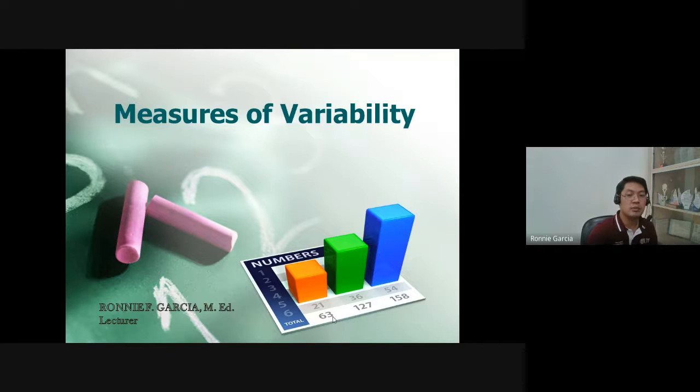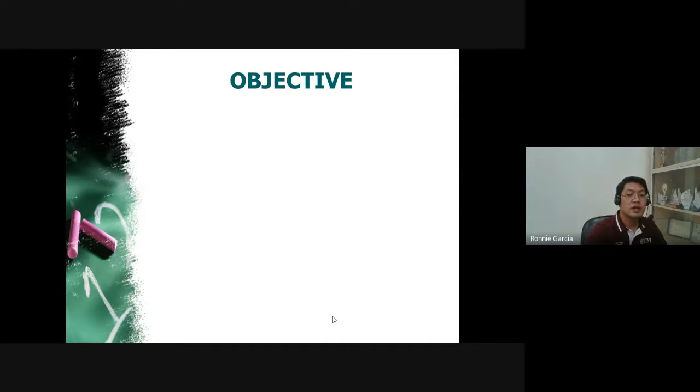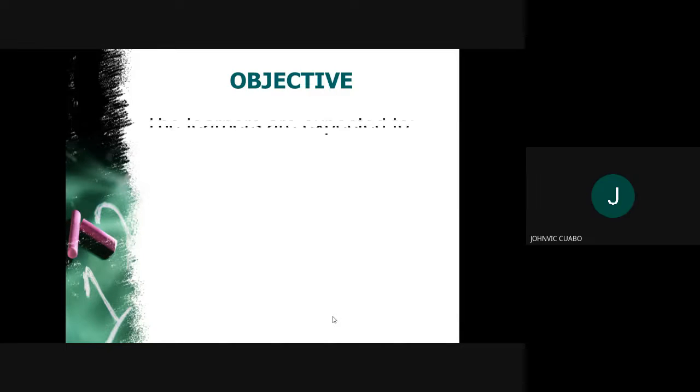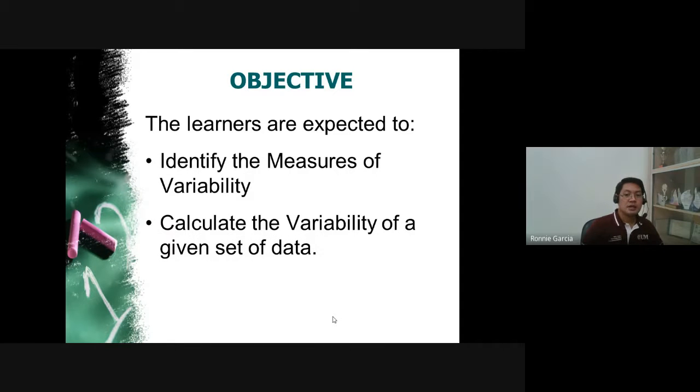Oh, yes, Mr. Quabo. What is being computed when we get the measurement of variability? Yes, you are recognized because you are raising your hand. Average, sir. Again, average. Average is already the mean. So thank you for the guess. But before I reveal the answer, let's have the objectives for our lesson.